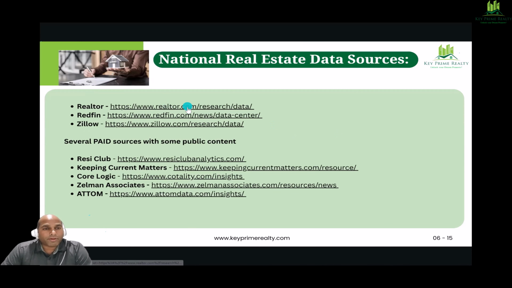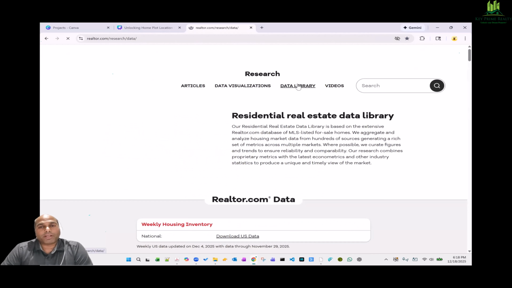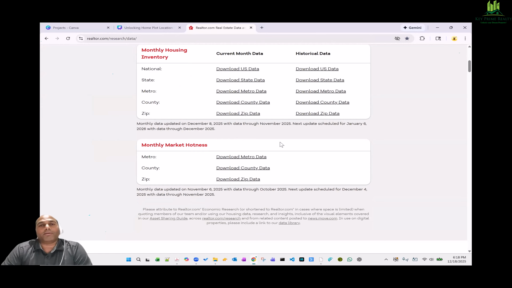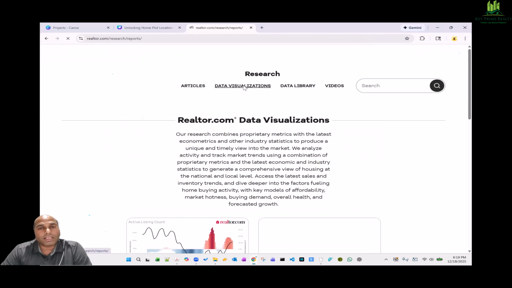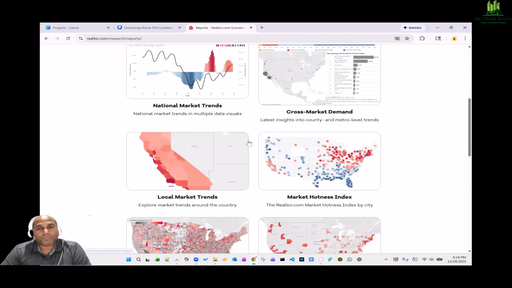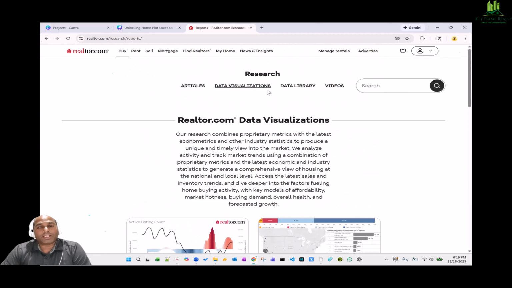But if you look at Realtor, for instance, there are data visualizations. So there is a data library. You can download a whole lot of data from the library. This data library contains data at all levels: national, state, county, metro. And then the data visualizations show us various market hotness indexes, local market trends, and the affordability index. So there are various data visualizations and the data library that is available through realtor.com.